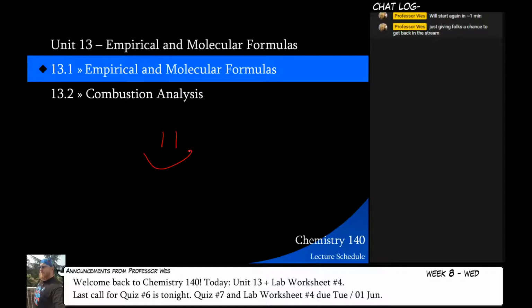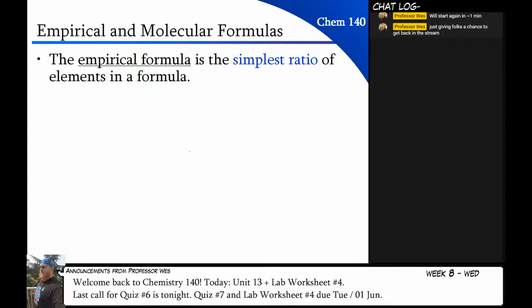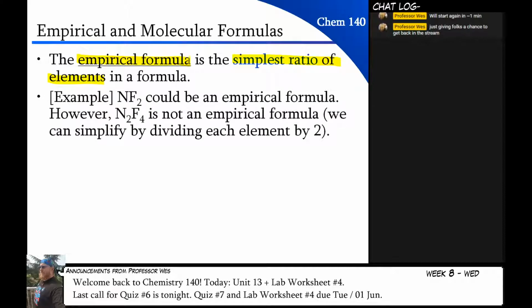So let's get started here and talk about empirical formulas. The gist of empirical formulas is that you get the identity of the molecule in terms of the ratio of what elements are there, but you may not actually get the actual correct formula, as we're going to see in a second. So an empirical formula is the simplest ratio of its elements. For example, if I had something with twice as many fluorine atoms as nitrogen, NF2 could be its empirical formula.